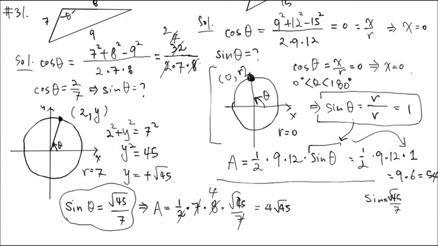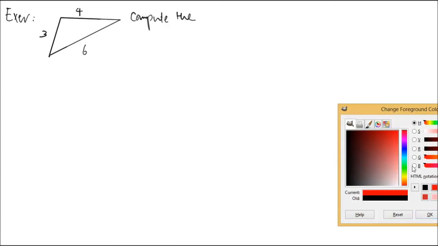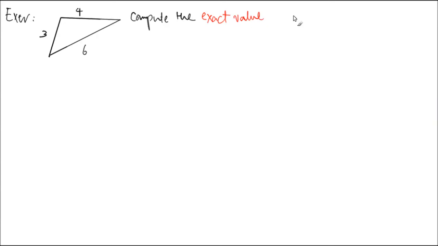Okay. Any other question? So I have an exercise. This time I'm hiding everything, and see if you can do everything all by yourself. Here's a 3, 4, 6 triangle. Here's whatever theta you choose. Calculate the area. All right. So let's compute the exact value of the area of this triangle. That's your exercise.